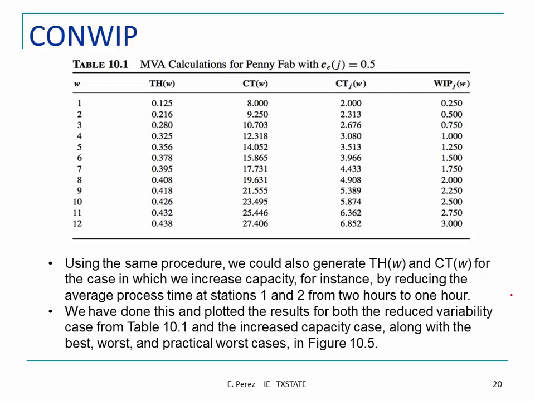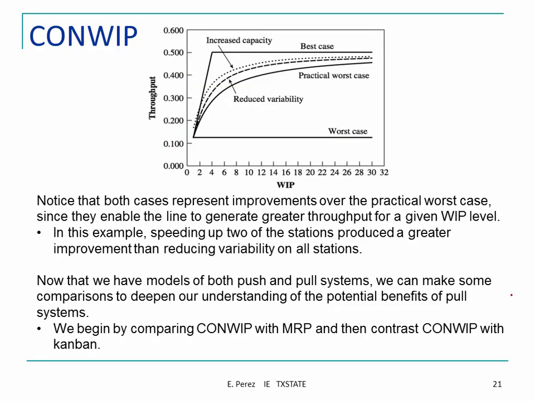So we have done this. On the next slide, I have the plot of the results for both the reduced variability case from table 10.1, which is this one, and the increased capacity case, along with the best, worst, and practical worst cases. And this is a plot that is coming from your textbook. So here we have the WIP and the throughput, showing how the WIP impacts the throughput, and how the best case, the practical worst case, and the reduced variability match that particular graph. And you can see how increasing the capacity also improves when compared with the reduced variability case.